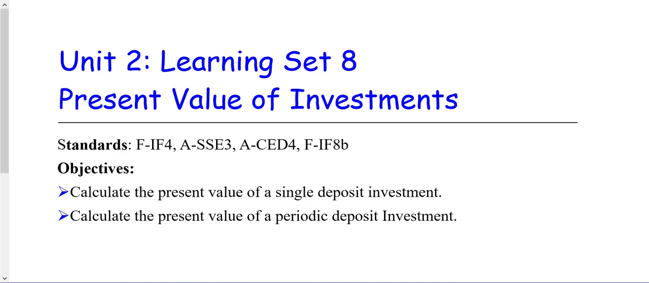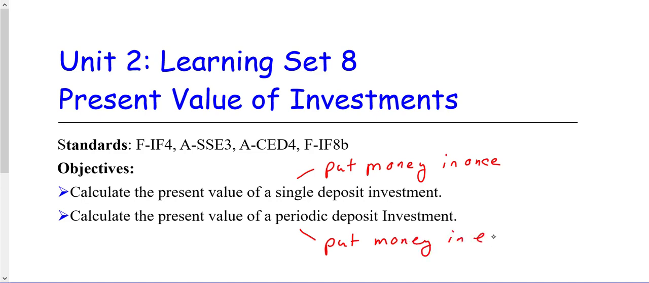The objectives for this lesson are to calculate the present value of a single deposit and calculate the present value of a periodic deposit. Single deposit means you put money in once. Periodic means you put money in each compounding period.